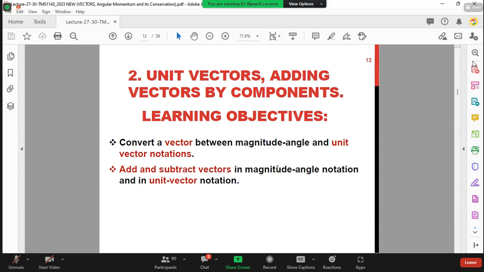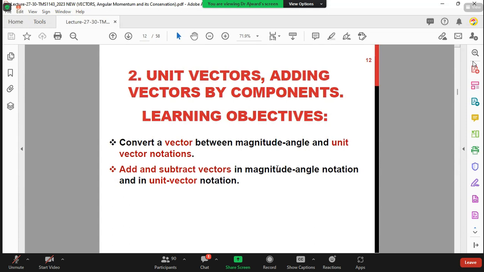And unit vectors. So the next part is unit vectors, adding vectors by components. So there's something called unit vectors, and you can add vectors using their components. That is the second one I mentioned. So up to now, you have learned what vectors are, what the components of vectors are, and how to add vectors. Now we come to part two, unit vectors and adding vectors by components.